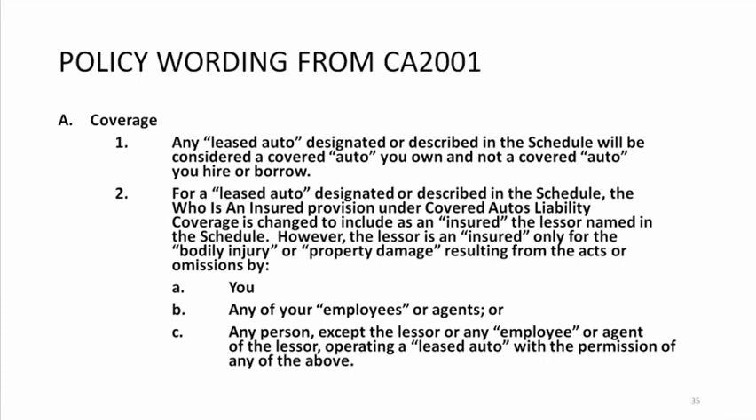But this was added in 2004. However, the lessor is insured only for the bodily injury or property injury resulting from the acts or omissions by you, any of your employees or agents, or anyone except the lessor or employer agent. So what we are giving the leasing company is nothing more than what we already give them in that vicarious wording, because we're not picking up the leasing company's negligence. All we're picking up is when the leasing company is being held vicariously liable for the negligence of the lessee. That's the person who's operating the vehicle, not for their ownership of the vehicle. So this is not extending much coverage here.